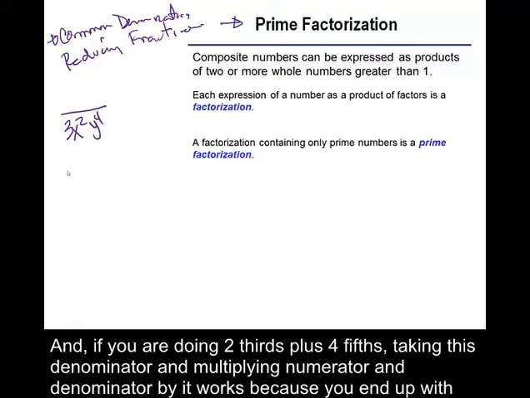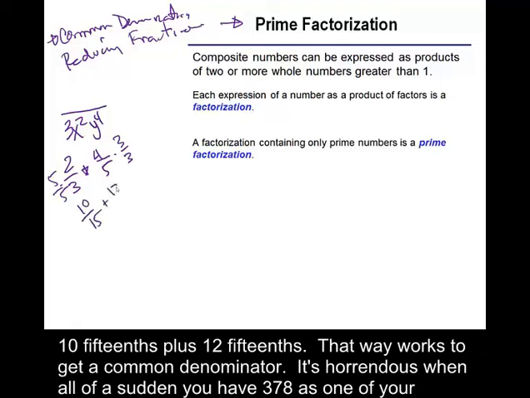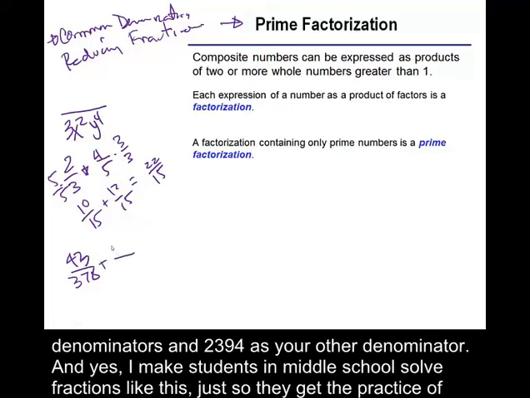And if you're doing 2/3 plus 4/5, taking this denominator and multiplying the numerator and denominator by it works, because you end up with 10/15 plus 12/15. That way works to get a common denominator, but it's horrendous when all of a sudden you have 378 as one of your denominators, and 2,394 as your other denominator.